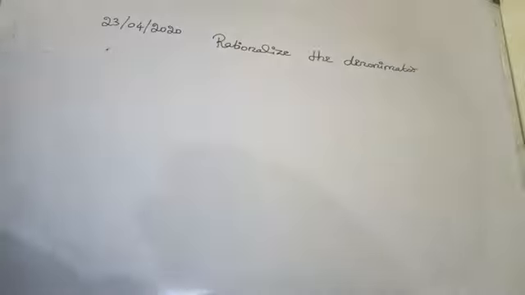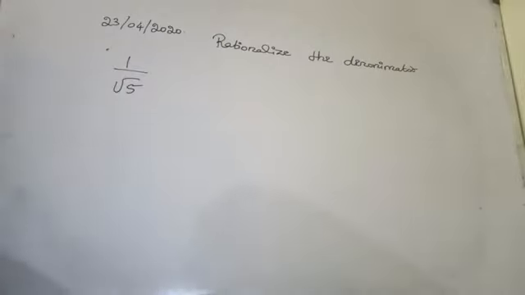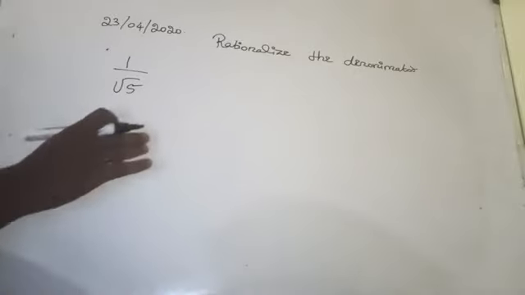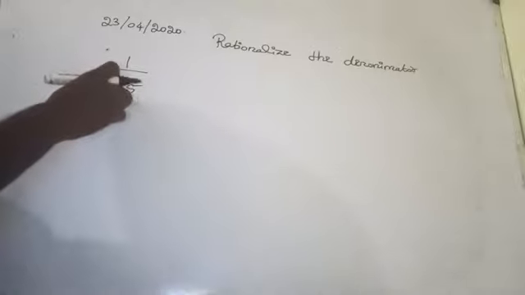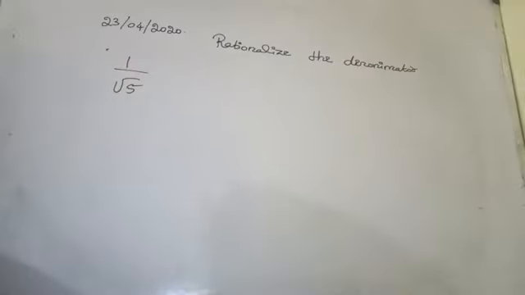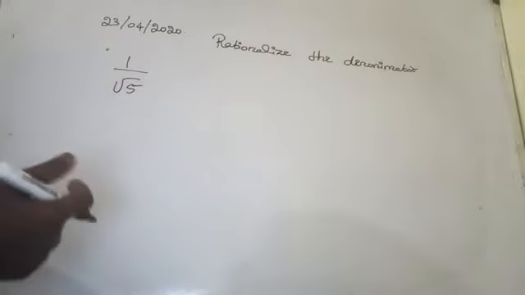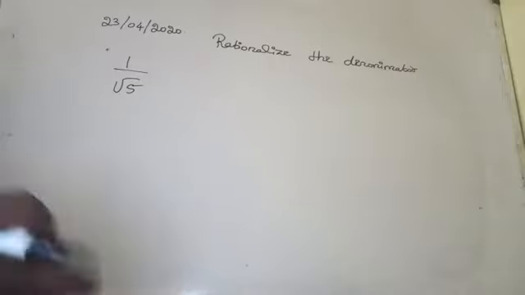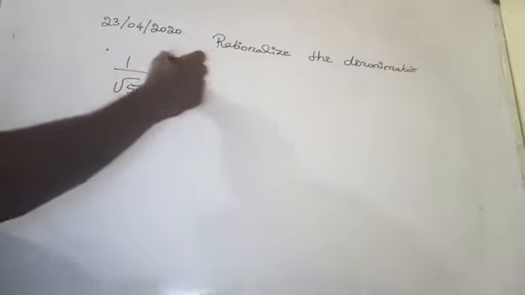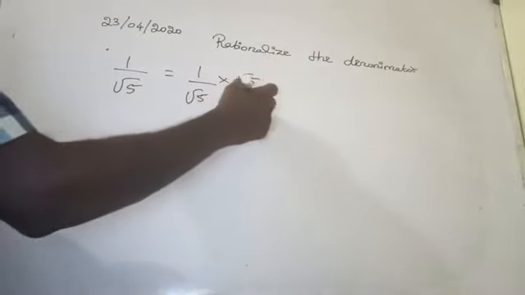Now listen here. Rationalize the denominator. 1 by root 5. Question is what? Rationalize the denominator. Already root 5 is an irrational number which is in the denominator. To convert this irrational into rational in the denominator, what should be multiplied? Already I told you. What is the rationalizing factor of root a? Yeah, you have to multiply by root a. So here we can multiply by root 5 in both numerator and denominator.